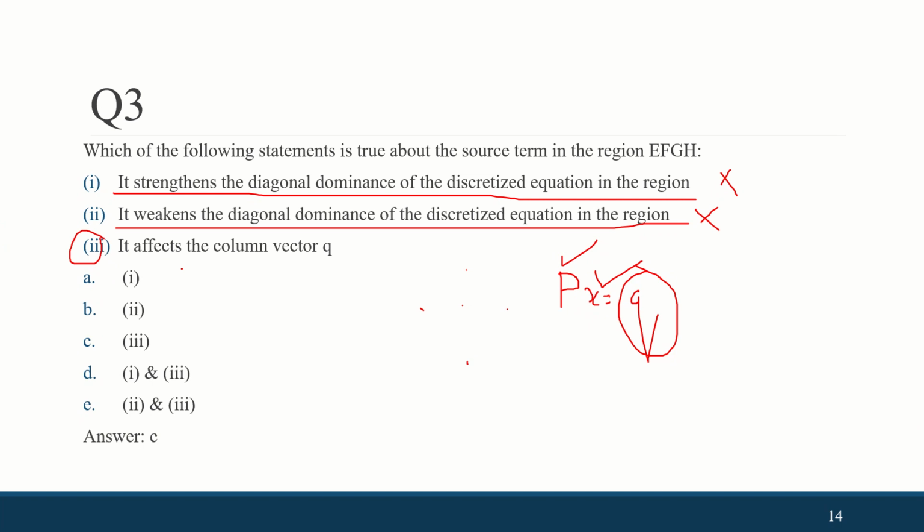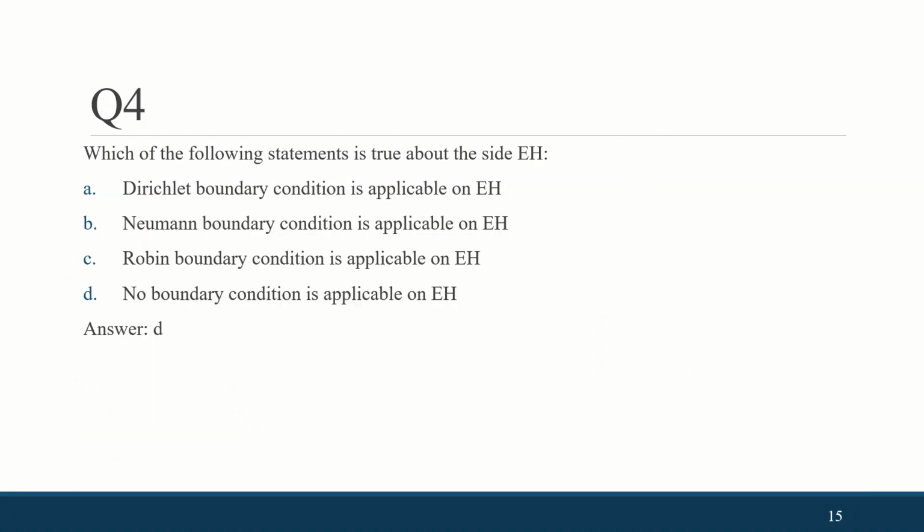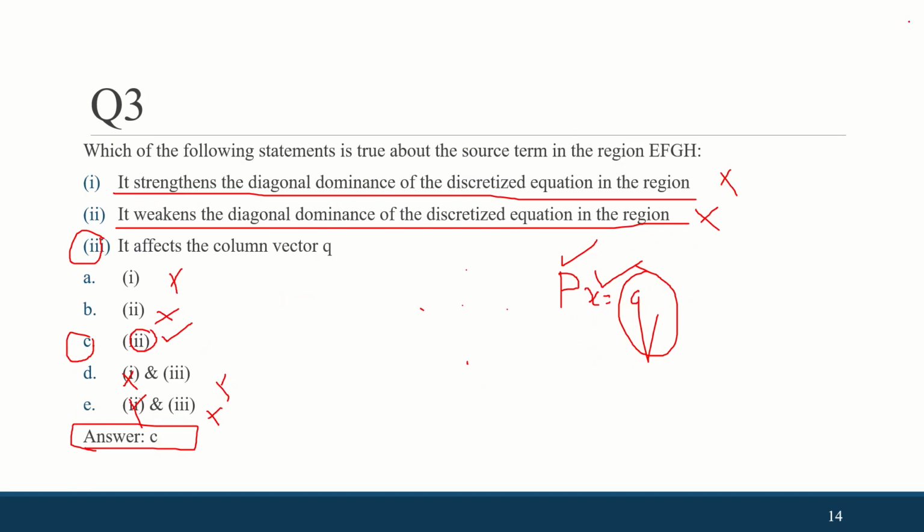So we'll see the options. A, it is 1, B, it is 2, C, it is 3, that is correct. 1 and 3, it is wrong because 1 is wrong, and similarly 2 and 3, it is also wrong because 2 is wrong. So the answer is option C. I hope this is clear. Now we'll move on to question 4.